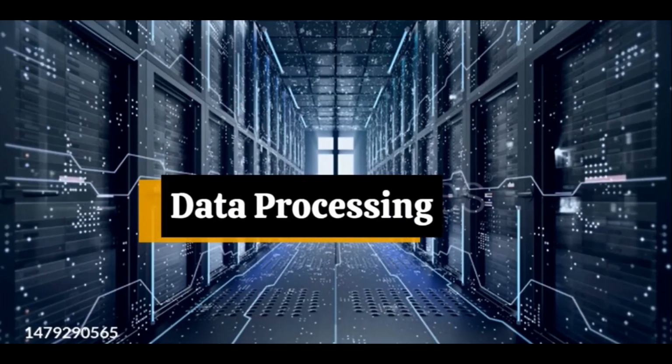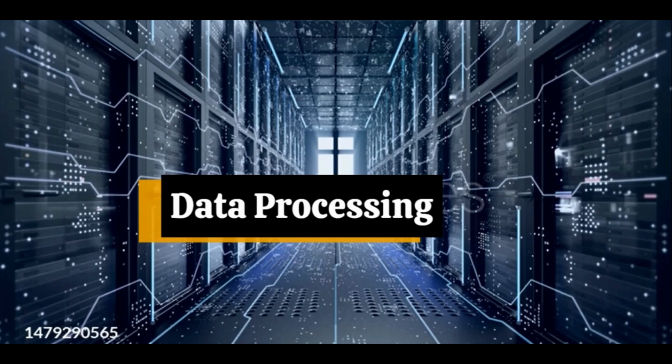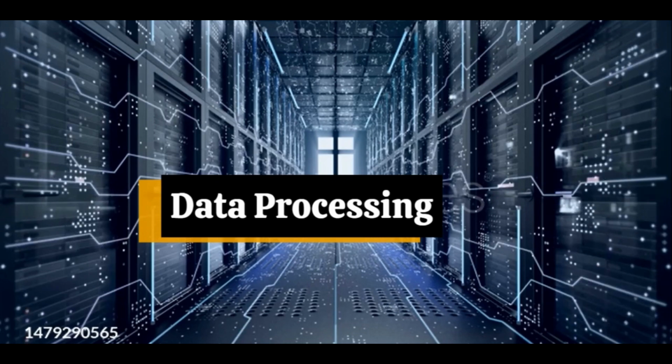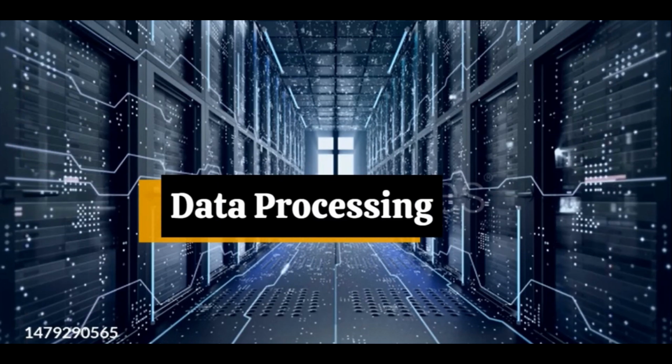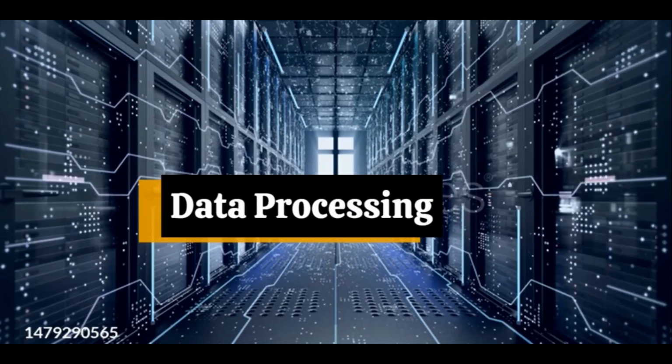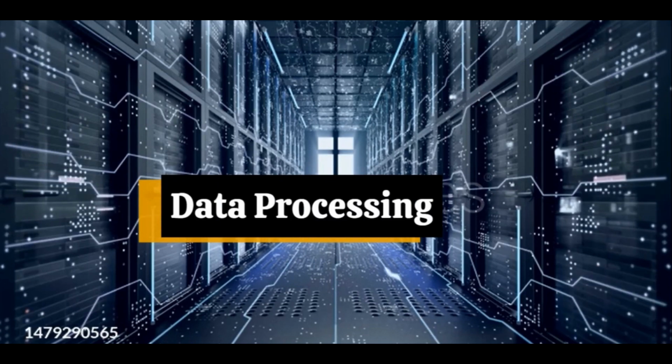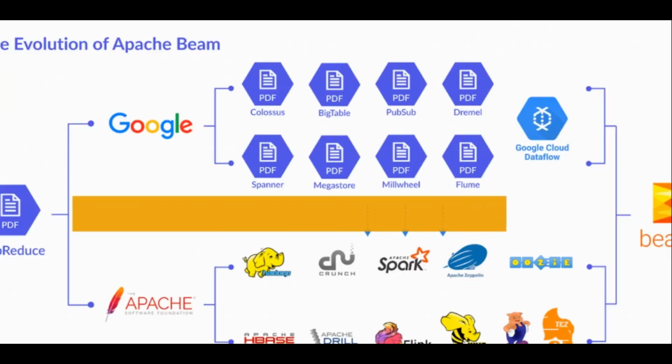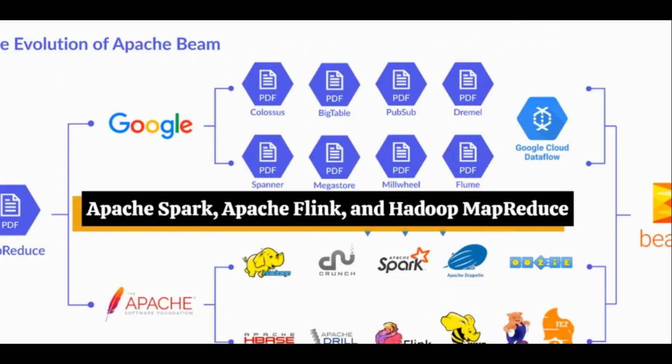Data processing. Big data processing involves performing computations, transformations, and analyses on the structured, semi-structured, and unstructured data. Distributed computing frameworks like Apache Spark, Apache Flink, and Hadoop MapReduce are commonly used for parallel processing of big data across multiple nodes.